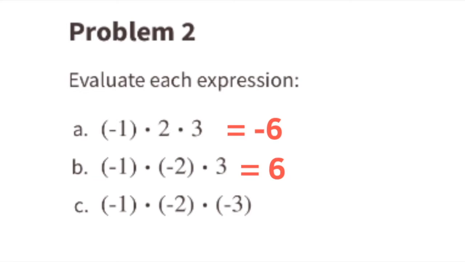C. Negative 1 times negative 2 times negative 3. We can do negative 2 times negative 3 to get a positive 6, and then we can multiply negative 1 times positive 6. That equals negative 6. The value for this expression is negative 6.